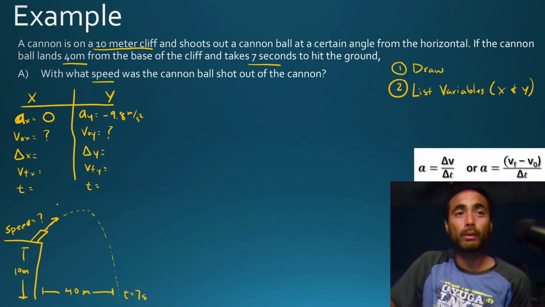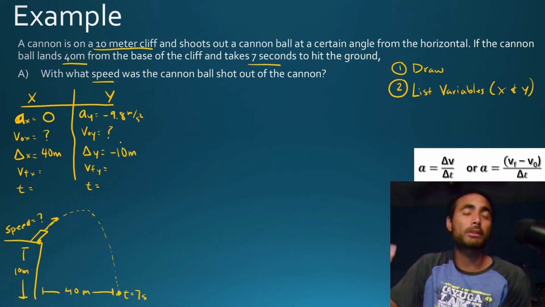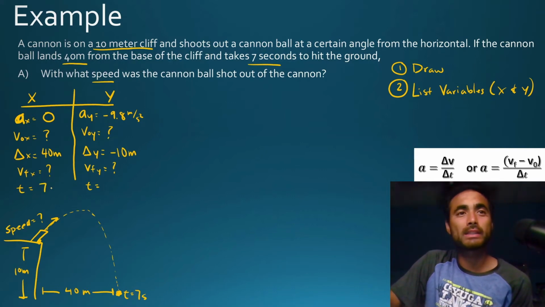Displacement in the X, we know it's going to go 40 meters in the X direction. In the Y direction, we see that it starts 10 meters high and ends below that, so it's going to be falling 10 meters, or negative 10 meters. We don't know how fast the cannonball is going to be when it hits the ground, so we don't know this and we don't know this. And we do know that it takes 7 seconds to hit the ground, so time is 7 seconds.